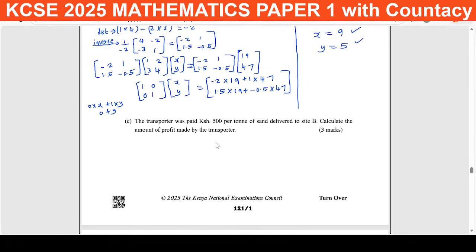This is part C. Part C, we are told the transporter was paid shillings 500 per ton of sand delivered to site B. Calculate the amount of profit made by the transporter. We need to work out this. So the transporter was paid shillings 500 per ton. Oops, have we rubbed the question? Was paid shillings 500 per ton, and we are told calculate the amount of profit.